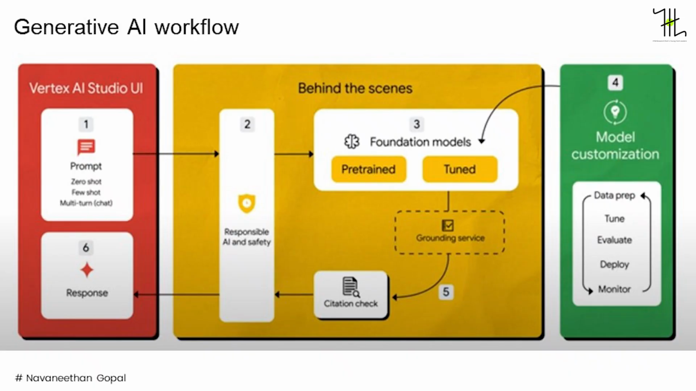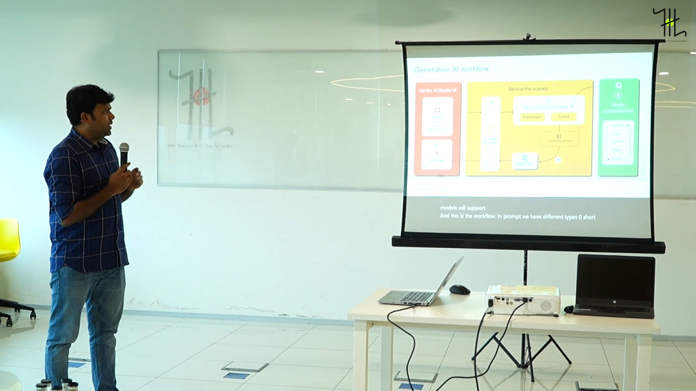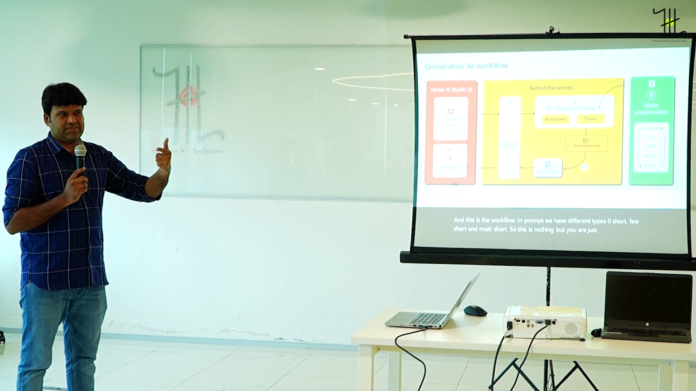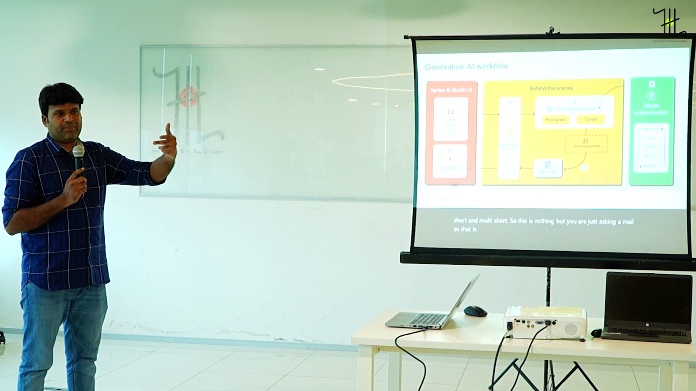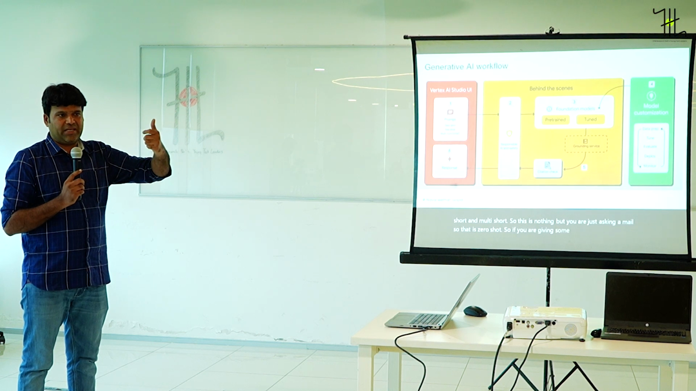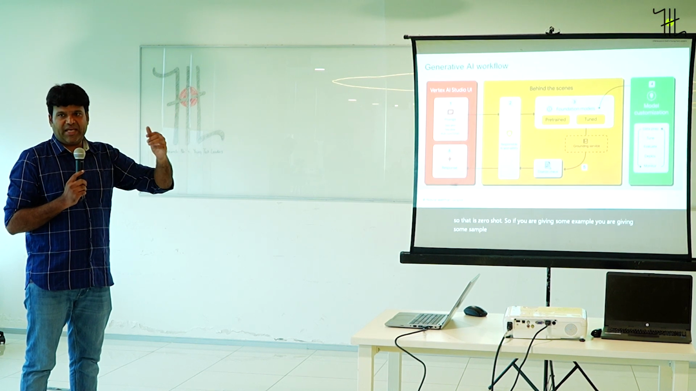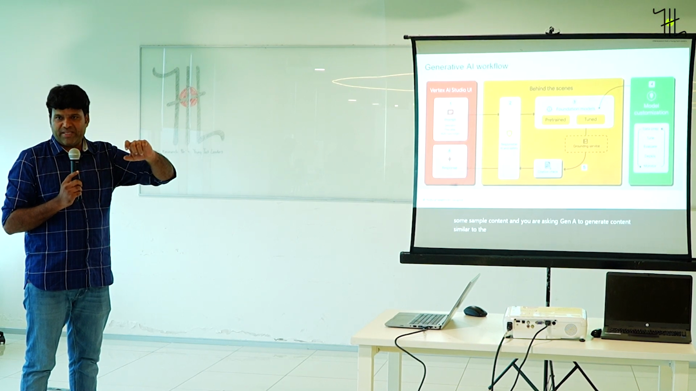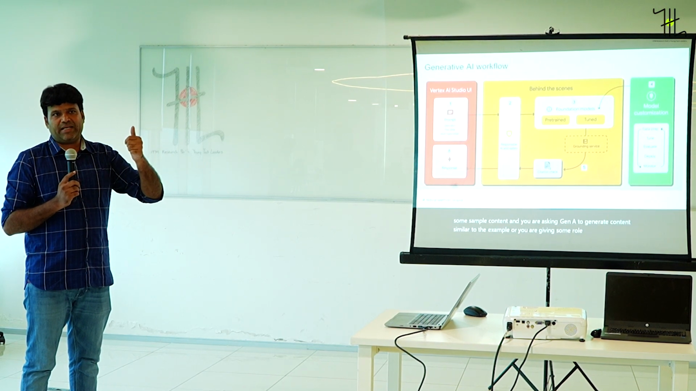In prompts we have different types: zero shot, few shot, and multi shot. Zero shot is nothing but you are just asking for a mail. If you are giving some example, some sample content, and asking Gen AI to generate content similar to the example, or you are giving a role, like "Think like you are a marketing executive, help me to write the content," it will generate the content based on that.